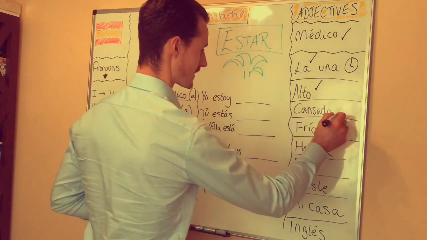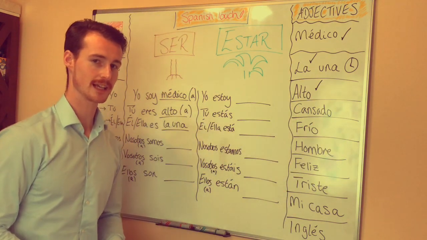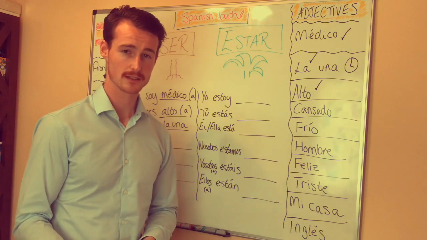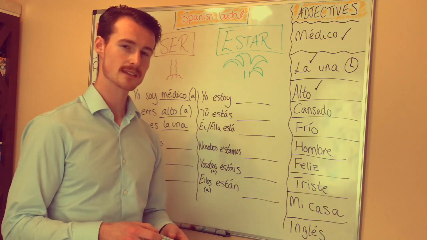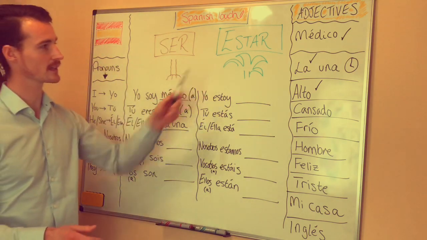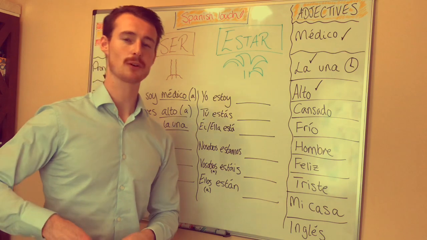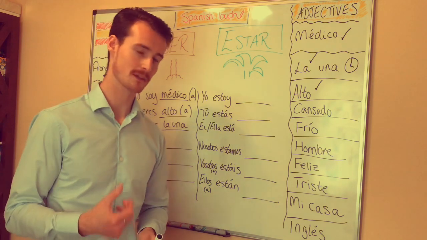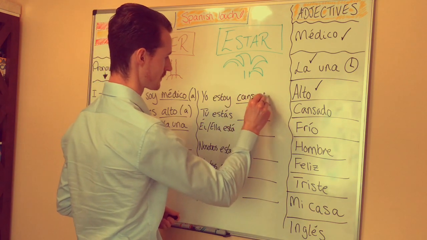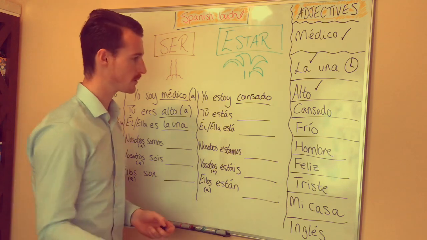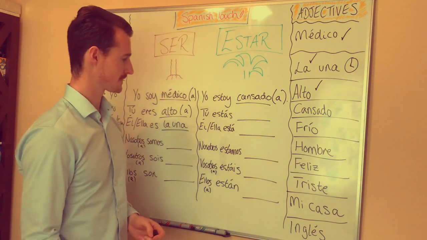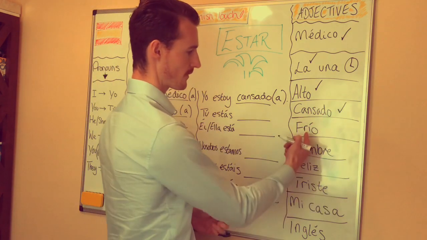Okay, next we have cansado. Cansado means tired in English, okay? So, do you think this is something permanent or non-permanent? Non-permanent. So we're going to be using the verb estar, okay? If I want to say I am tired in Spanish, I would say yo estoy cansado. And remember, if you are a girl or a woman, you would say cansada. Cansada. Very good.